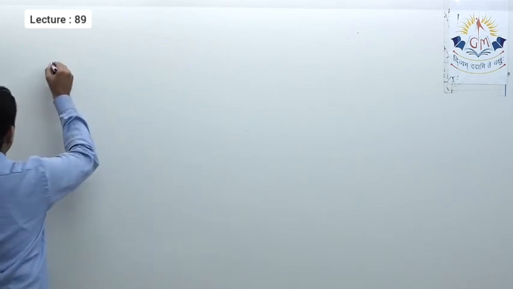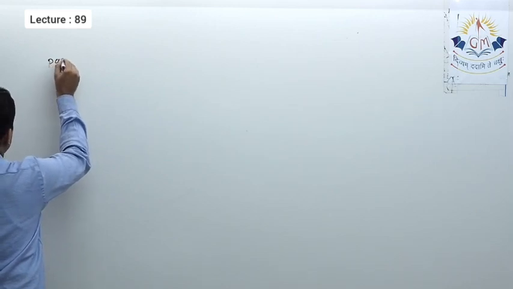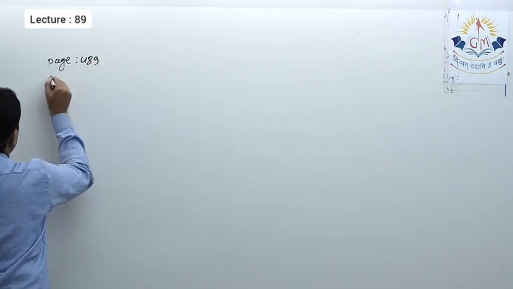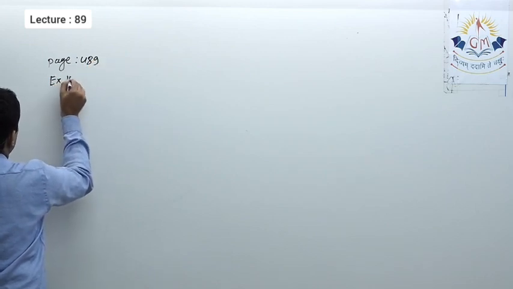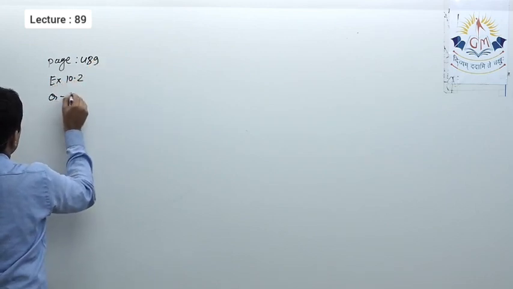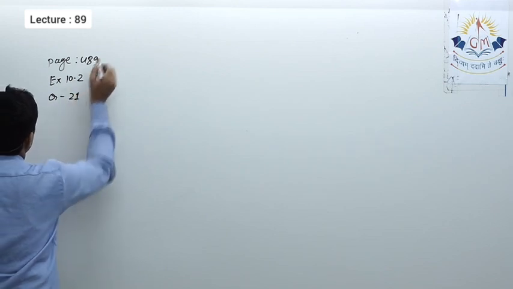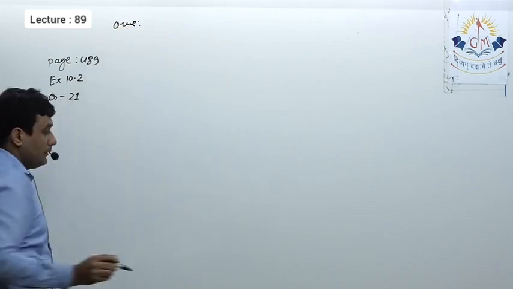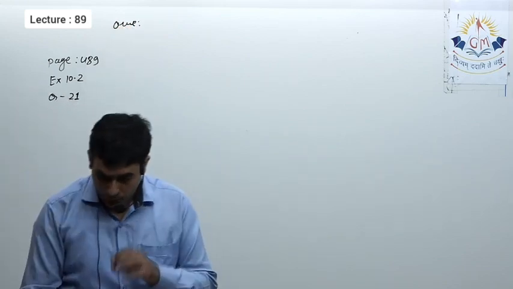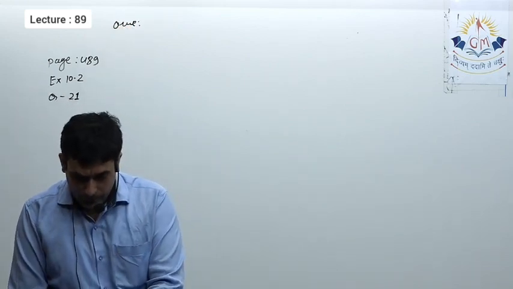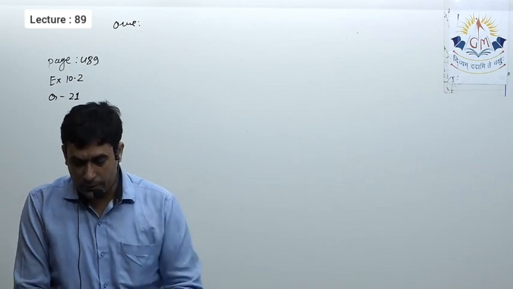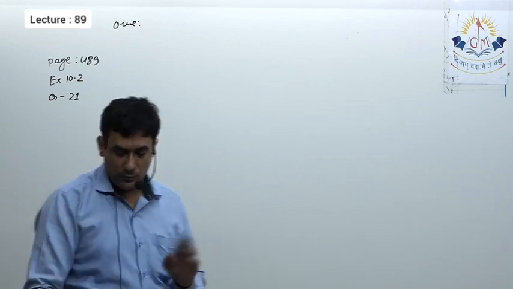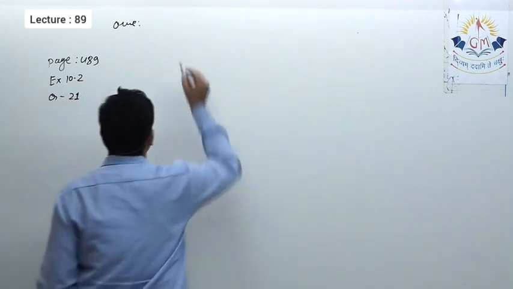Question number 21, page number 489, exercise 10.2. The question says that we have to prove that the quadrilateral formed by angle bisectors of a rectangle is a parallelogram. Prove that the angle bisectors of a parallelogram form a rectangle.